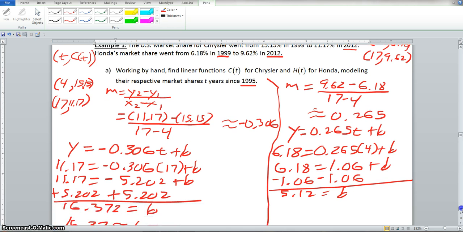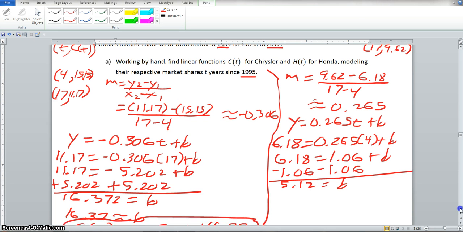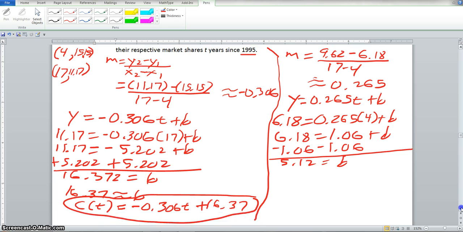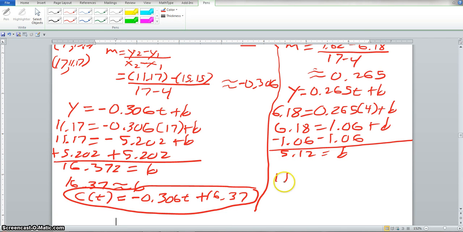So now we need to write out that formula. Let me scroll this down a little bit so you can see the C of t. Our formula would be H of t is equal to 0.265 t plus 5.12.